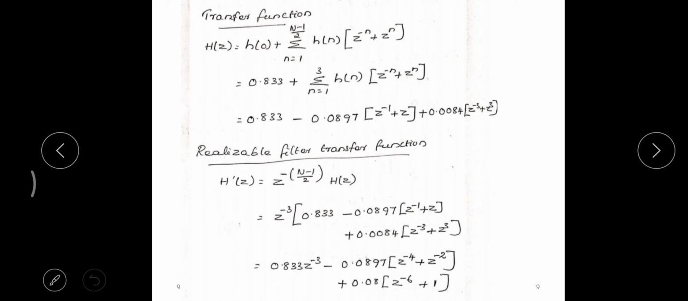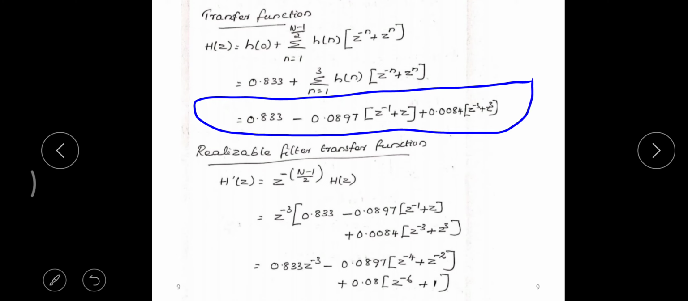To do that, I am multiplying z to the power of minus (N minus 1) by 2 with the entire transfer function to make it realizable, or to make it a causal filter, since FIR is always causal. After multiplying z to the power of minus (N minus 1) by 2, which is nothing but z to the power of minus 3, with the entire transfer function which we found in the previous step, the resultant is this one. Now, if you see the z power values, they are always negative, which means they lie on the right side of the origin. So I can say it is a causal filter.